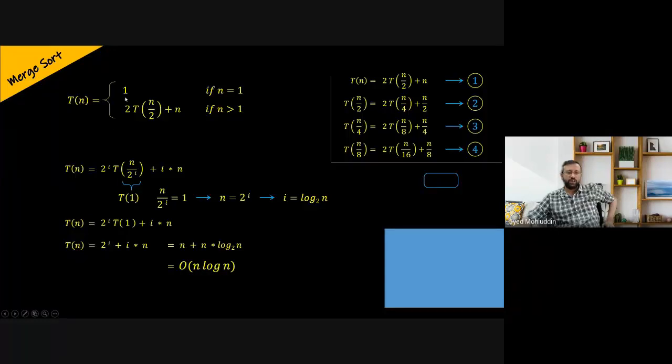So T of 1 is 1 itself. T of 1 we are writing, plus i multiplied by n. Now T of 1 is 1. So 2 power i multiplied by 1 is 2 power i plus i multiplied by n.